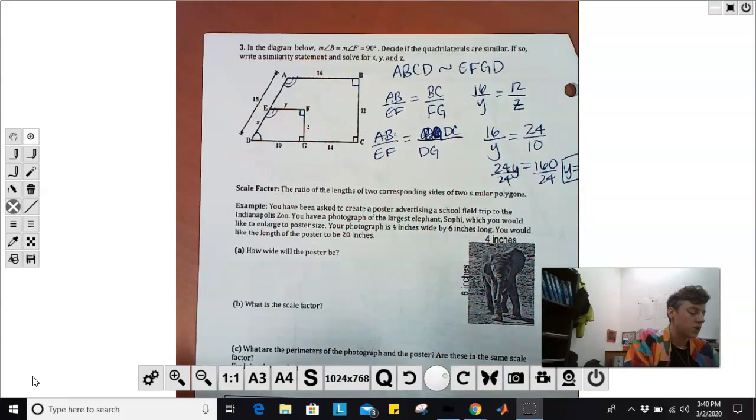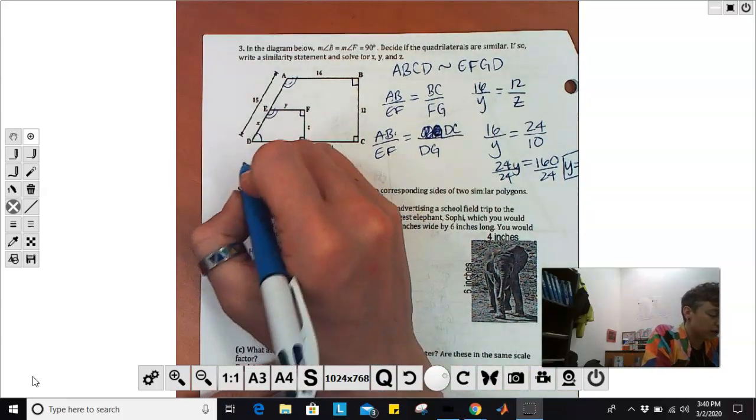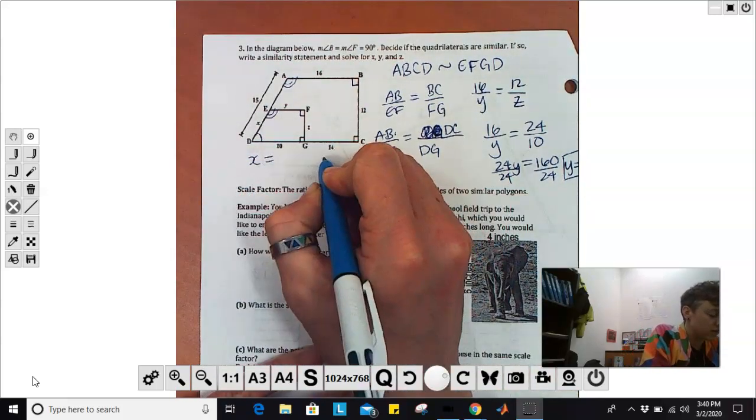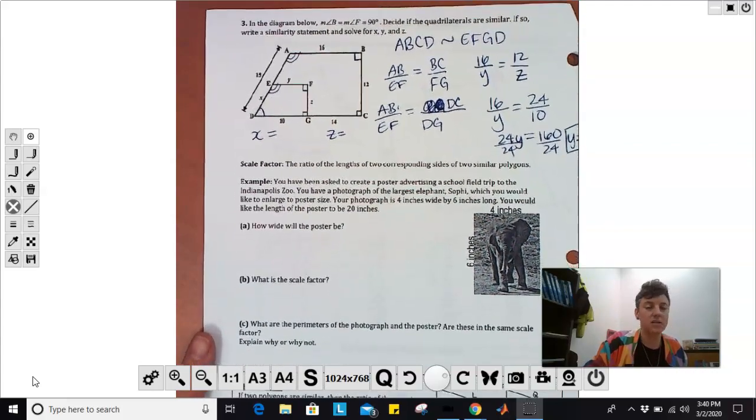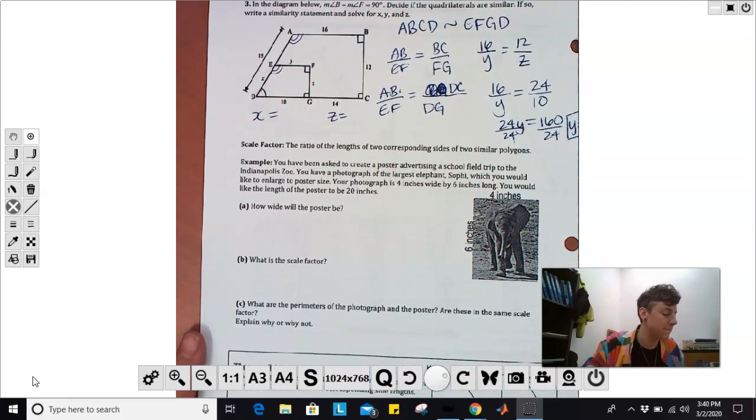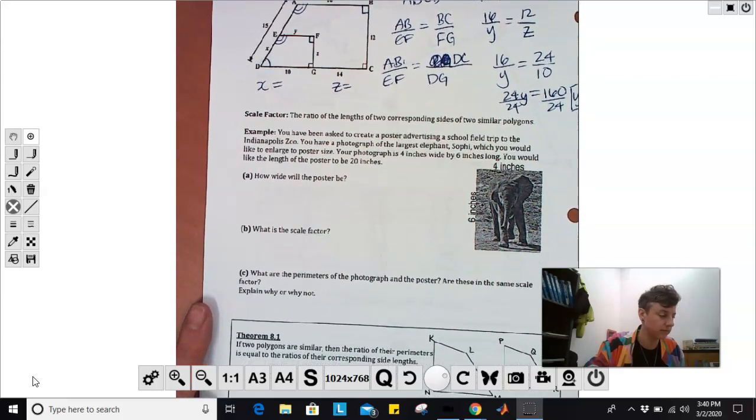Okay. You're going to set up ratios and solve for x and solve for z. Doing great. Scale factor is the ratio of the lengths of 2 corresponding sides of 2 similar polygons. All right.